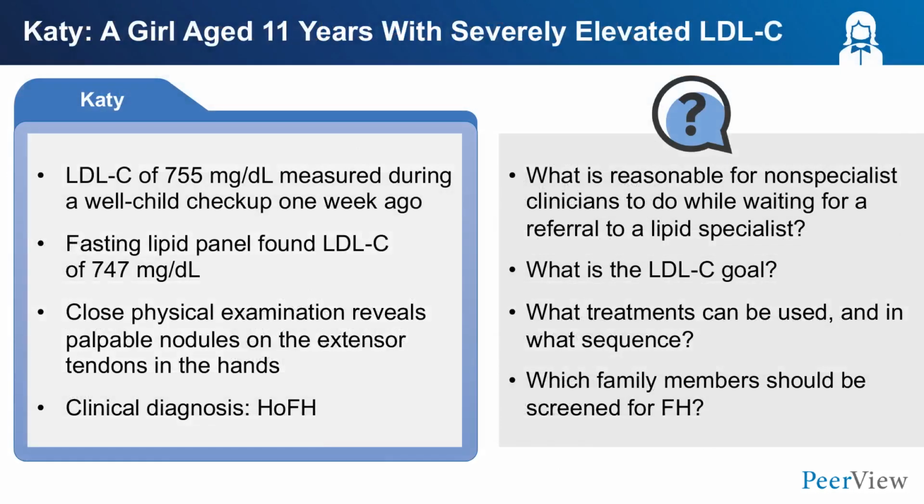Now we have some case studies. Here's Katie, a girl aged 11 years old with severely elevated LDL. Her LDL is 755, and obviously that's in the HoFH range, and a fasting lipid panel was not too far off. Exam revealed palpable nodules on the extensor tendons in the hands. Obviously, the diagnosis of HoFH was not too difficult to come to.